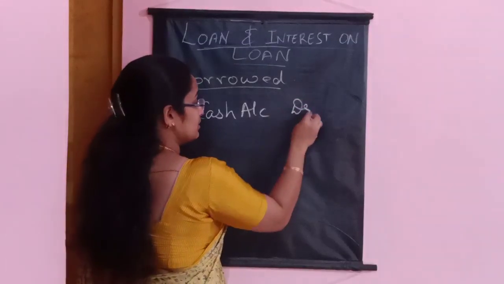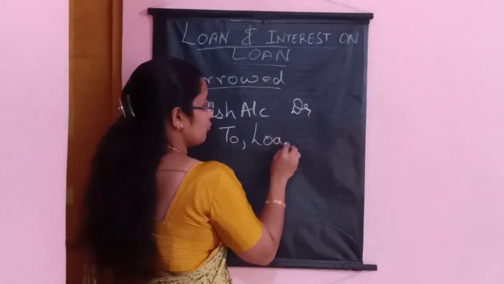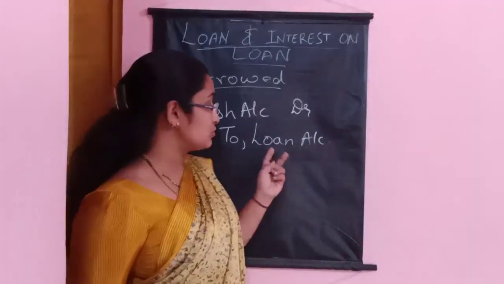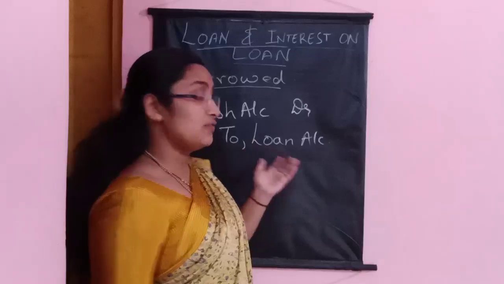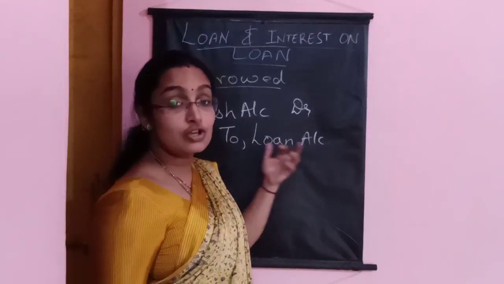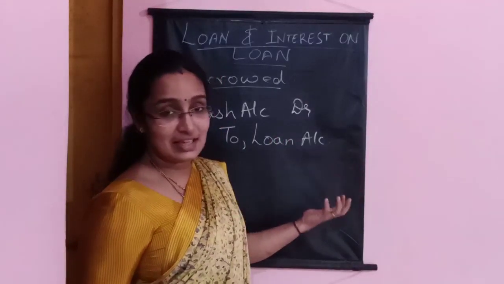Cash account debit to loan account. Here I have just written loan, because if it is taken from the bank, it will be the bank's loan account. If it is from Mr. C, then Mr. C's loan account, that way.